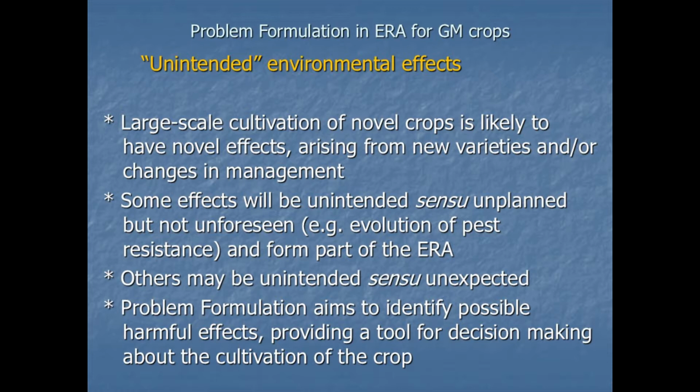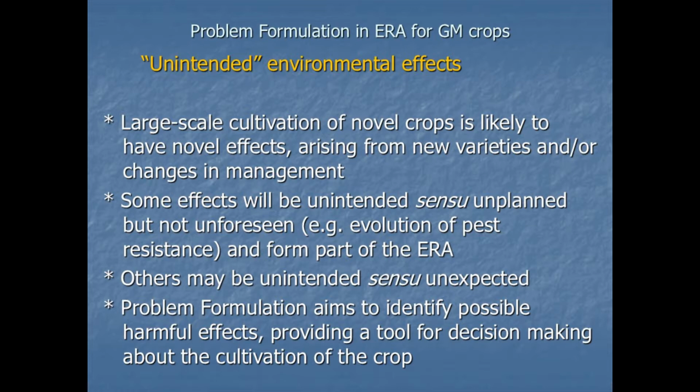And although I don't want to get too involved in semantics, of course, some of these effects will be unintended in the sense that they're unplanned. They're not unanticipated, but you want to avoid them. They might be the evolution of pest resistance, or the evolution of herbicide-tolerant weeds or something. They're not unforeseen, but it isn't the deliberate intention of the grower that they should happen. So in that very narrow sense, they're unintended.